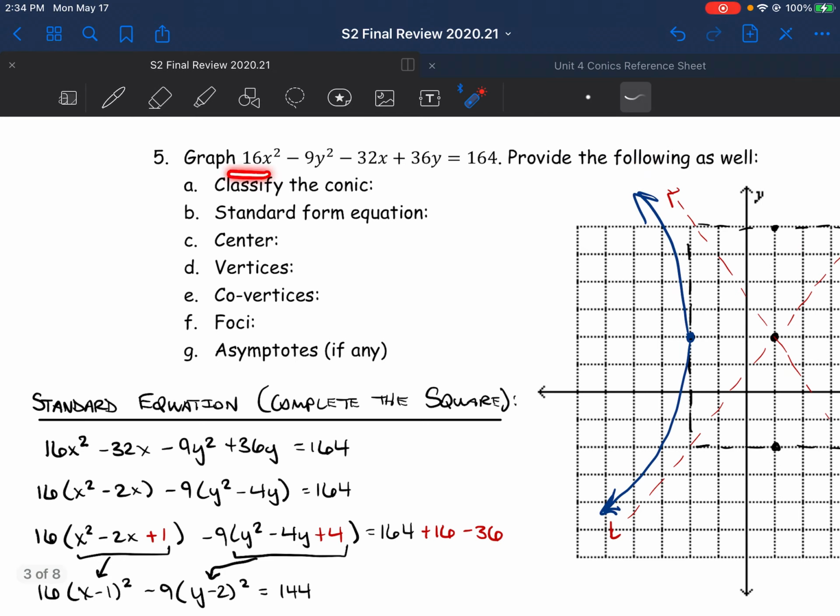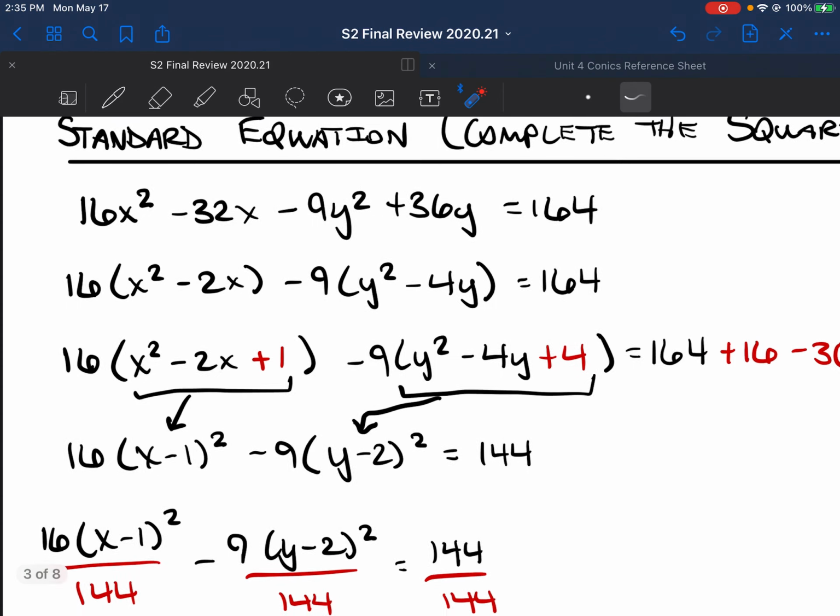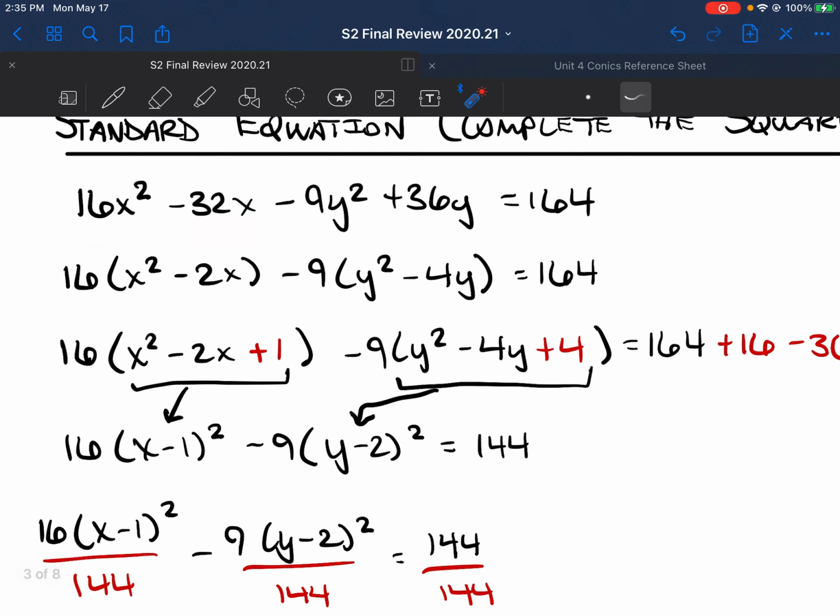By doing that, 16x squared minus 32x goes first, negative 9y squared plus 36y goes next, and then we always want the constant on the right side. So we're starting with this. Looking at the x variables, notice that the 16 can be factored out. So I factor out the 16, I get x squared minus 2x. Over here with the y variables, I'm going to factor out the negative 9, and I get y squared minus 4y. Notice that when I factor the negative 9 out of 36y, I got negative 4y. Be careful with that, okay?